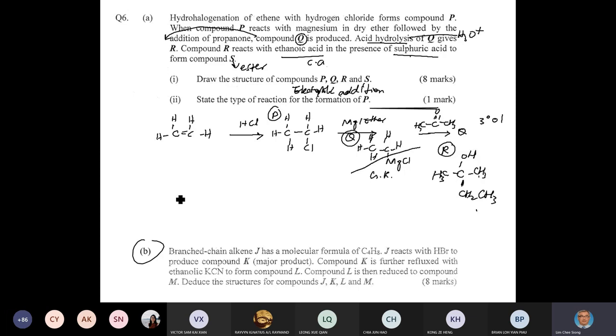Shall we go further? Branched chain alkene J has the molecular formula C4H8. So quickly write down what the chemical structure should be. It is stated here, branched. See here, actually they are the same. Next, J reacts with HBr to produce K. So you have to connect it, and according to the mechanism rules, this compound can be obtained.